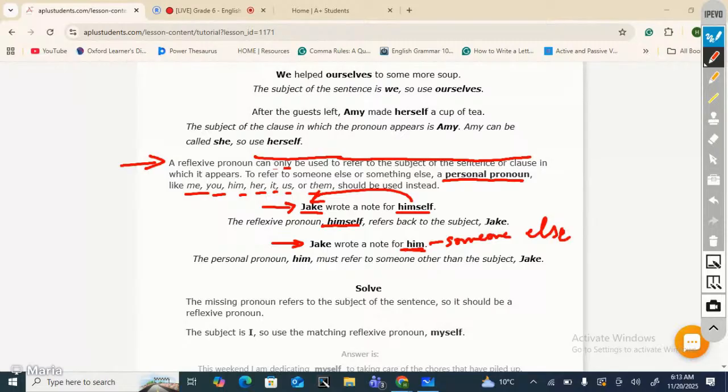So this is how we use personal pronouns and reflexive pronouns. A reflexive pronoun can only be used to refer to the subject of the sentence or clause in which it appears. It cannot be used for any other person, just for the subject. But if you want to refer to someone else, use a personal pronoun. Him is the object pronoun or personal pronoun used to refer to someone else other than the subject, Jake.